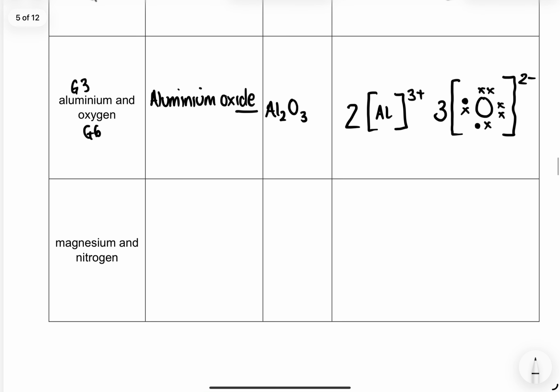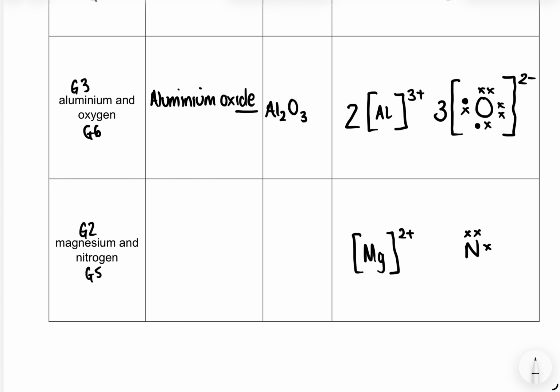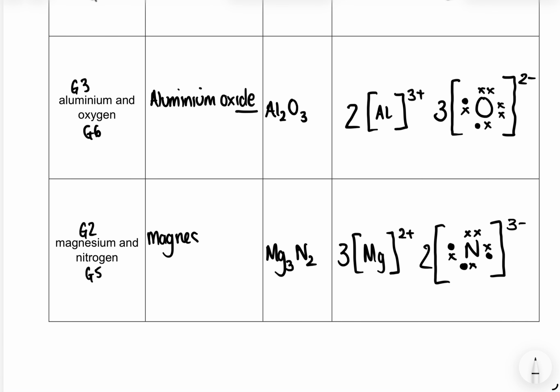So magnesium, group 2, nitrogen, group 5. So magnesium, group 2, 2 plus, nitrogen, group 5, 1, 2, 3, 4, 5. So we need to add 3 extra electrons to make it 3 minus. Right, so to make these both have the same charge, we'd need 3 magnesiums and 2 nitrides. Magnesium nitride.